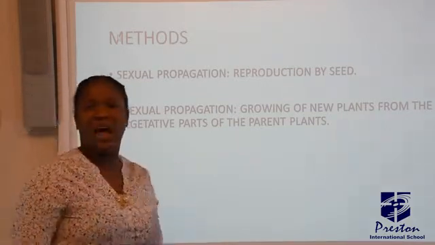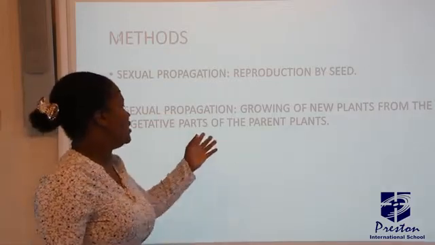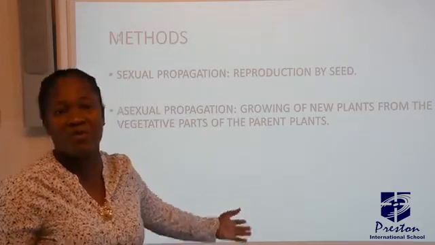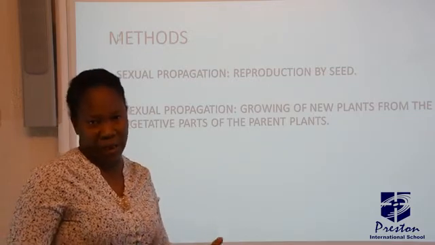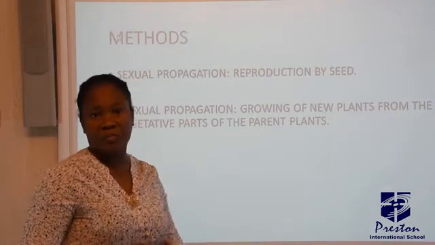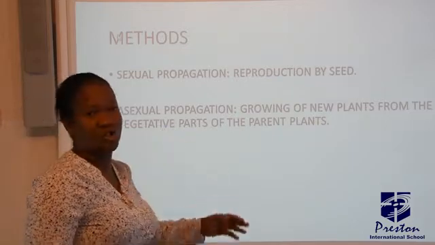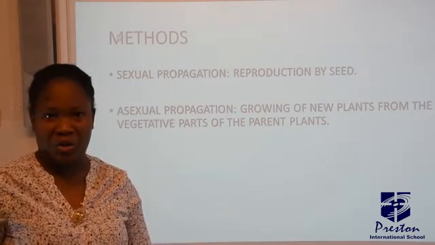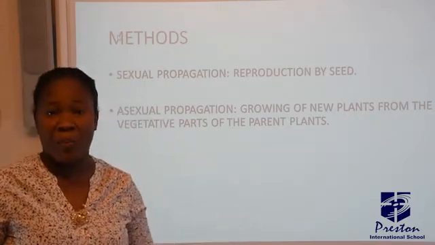Now the second one, asexual propagation. Now growing of new plants from the vegetative part of the parent plants. Now here, you don't make use of seeds. You make use of other parts of the plants. Now, this is very common with plants that do not have seeds. Another name for asexual propagation is vegetative propagation. So, it can be asexual propagation or vegetative propagation.